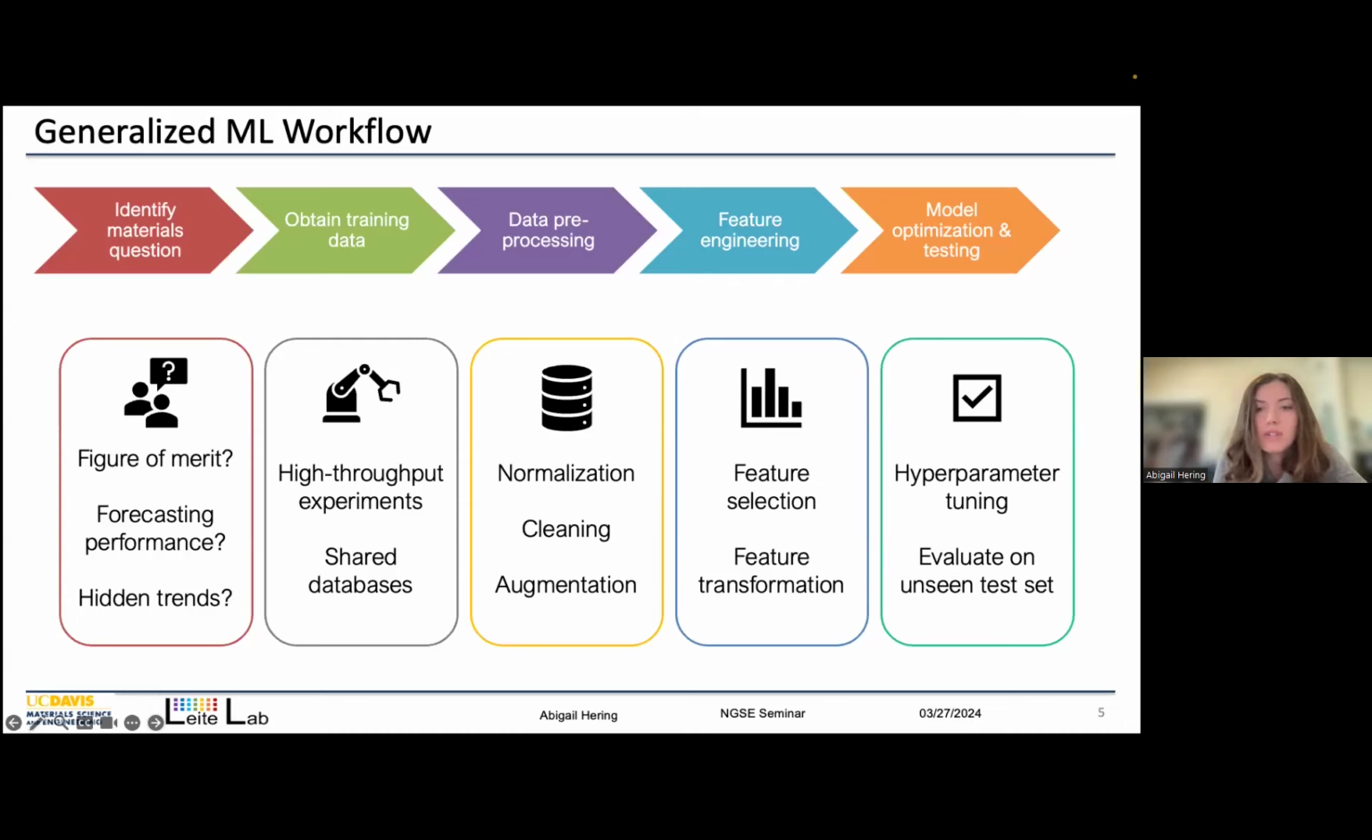So certain parameters called hyperparameters, that are not learned by the model during training, will have to be tuned and optimized. And then finally, the model will have to be evaluated on unseen test data. So that's data that was not used during the training, it's only used during the testing, and then it will tell us how accurate our model is.